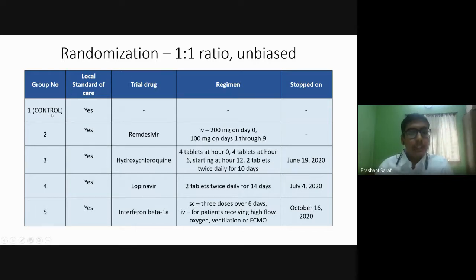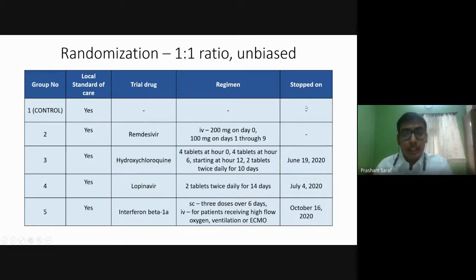So there were 5 groups. All 5 groups, including the control group, received the local standard of care. Apart from this, for the group allotted remdesivir, the regimen is mentioned here. Remdesivir was given intravenously, 200 mg on day 0, 100 mg on days 1 through 9. So it was for 10 days. For the hydroxychloroquine group, 2 loading doses were given and then continued for up to 10 days. For lopinavir, 2 tablets twice daily for 14 days, and for interferon beta 1, subcutaneous and intravenous formulations were available. Intravenous formulations were for the patients who were serious, like those receiving high flow oxygen, ventilation, or ECMO, which means extracorporeal membrane oxygenation.